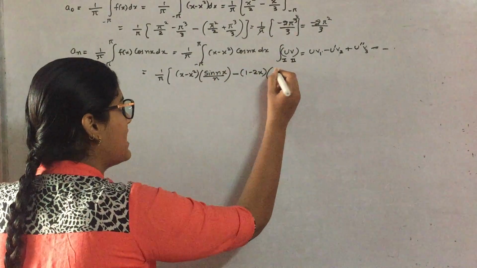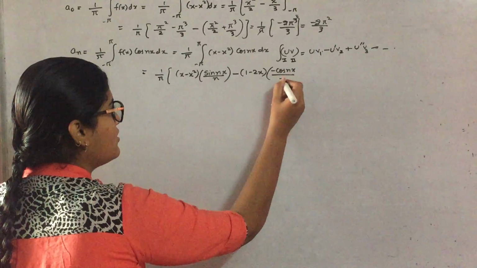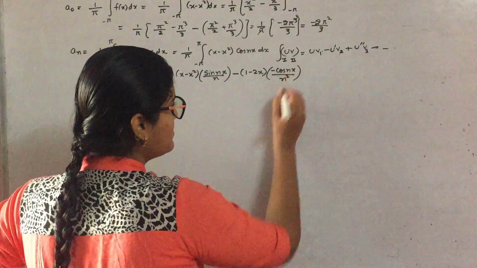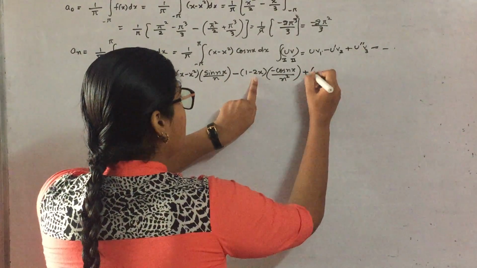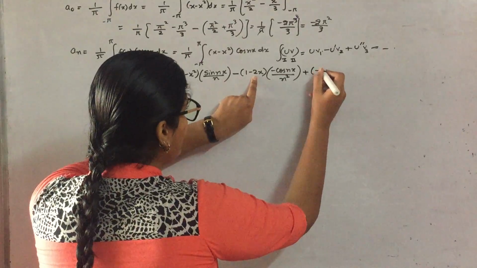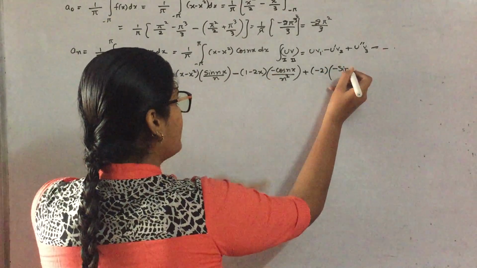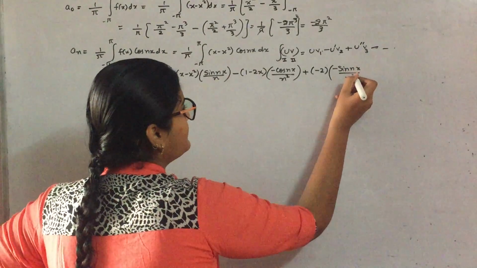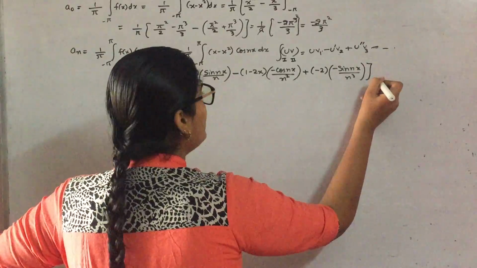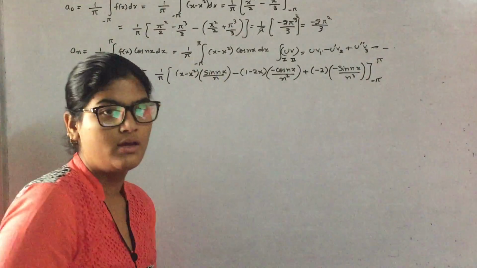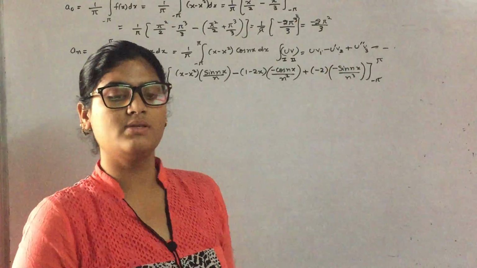integration of this one, sine is minus cos nx by n, but n is also already present there, so n square. Minus is here, so plus differentiation of this, minus 2, integration of this one, cos is sine, limit minus pi to pi. Is it okay? You cannot evaluate it further because differentiation of minus 2 becomes 0 then.